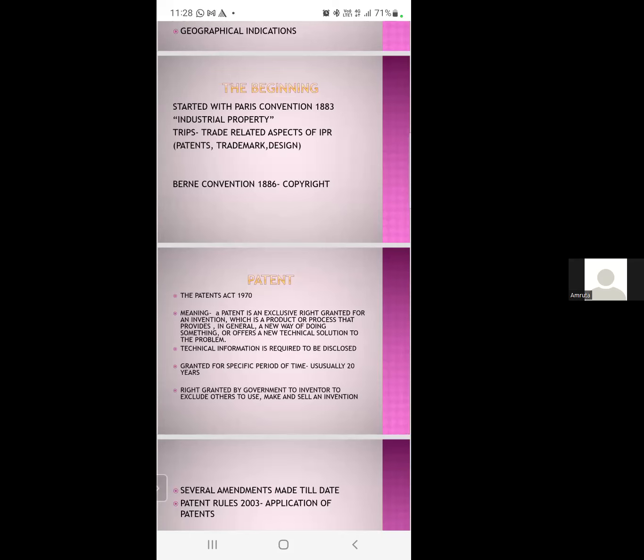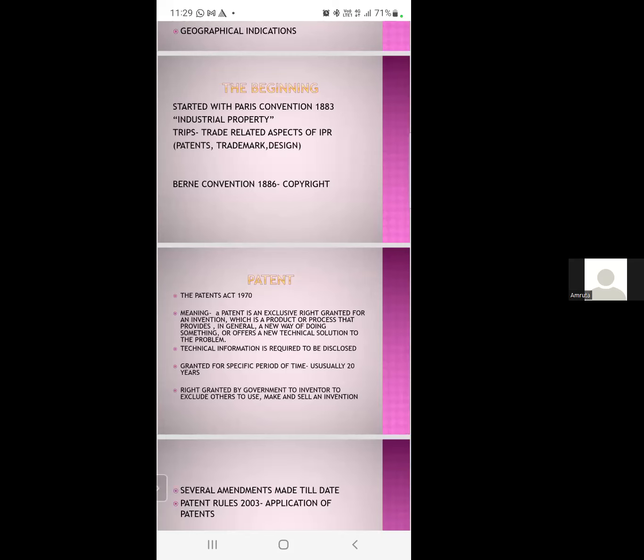Patent is normally given in the field of science. Specifically, it is a technical process or product which has been created using scientific methods, or where technical information is required in the product. That product or process is protected as a patent. It is normally granted for a limited period.